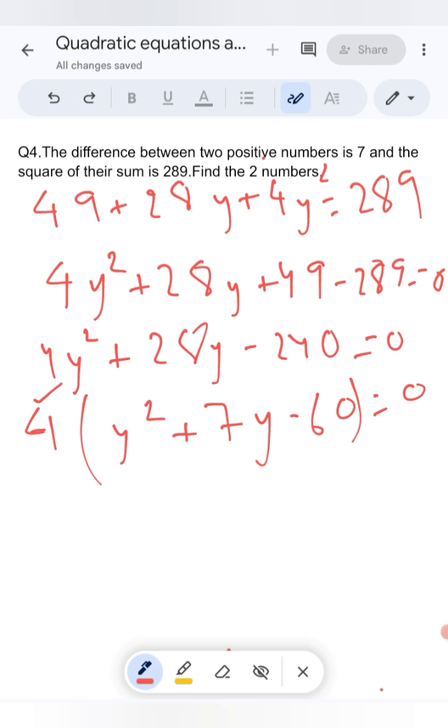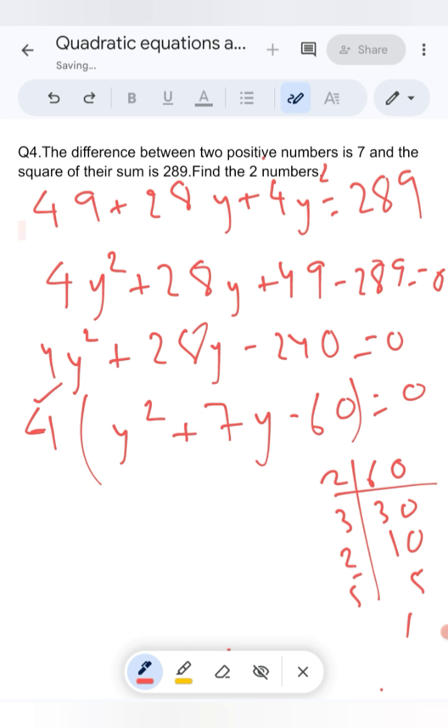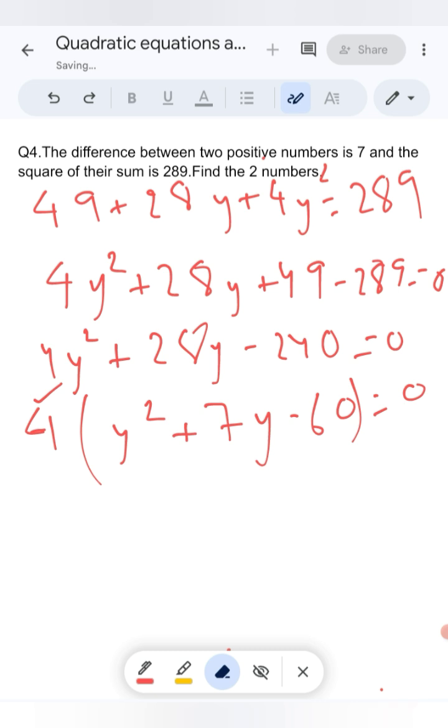Okay, so what we are going to do is we will be finding out the factors of 60. What could it be? 2 into 30, 3 into 10, okay, 2 into 5, and 5 1s are 5. So 3 2s are 6, 2 6s are 12, and 12 minus 5 is your what? 7, and 12 multiplied by 5 is 60 as well. So you will take 12 and 5 as your factors.